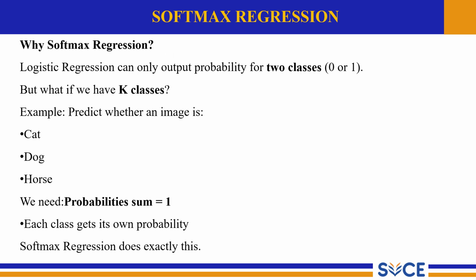Binary logistic regression can only predict probabilities for two classes, 0 or 1. But in real world problems, we often have k classes. For example, predicting whether an image is a cat, dog, or horse. We need a model that assigns a probability to each class, which ensures the probabilities sum to 1. Softmax regression does exactly this. It generalizes logistic regression to multi-class classification, giving a valid probability distribution over all possible classes.